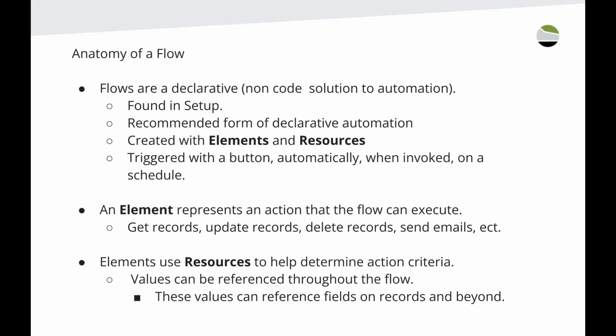An element in a flow represents an action that the flow can execute. And when we move into the live demo, you will see me reference elements quite a bit. They might be things like getting records, updating records, deleting records, sending emails. Elements use resources to help determine action criteria. Resources are values that can be referenced throughout the flow. For instance, they could be references to fields on records and even beyond that. And we'll have a pretty good example of how to use various different resources in the demonstration today.